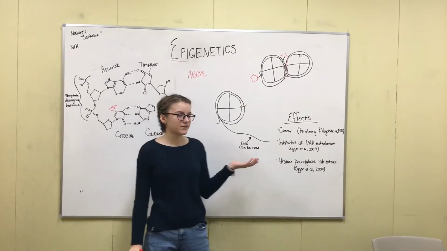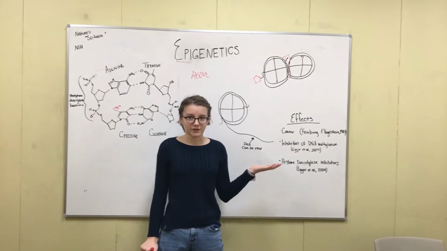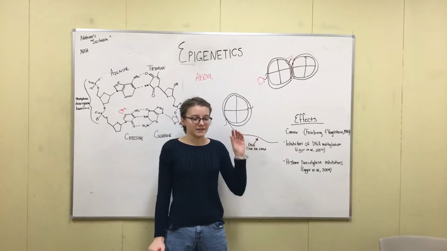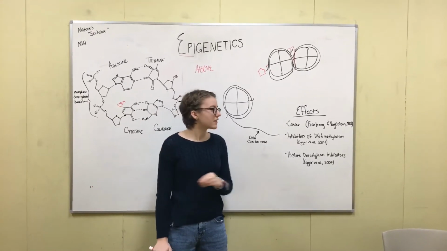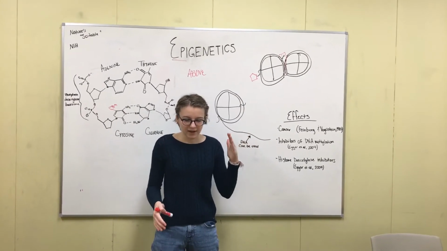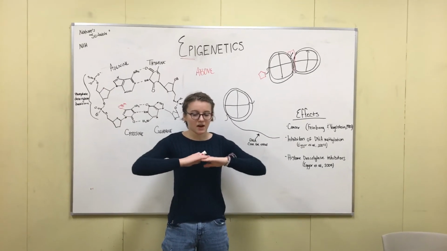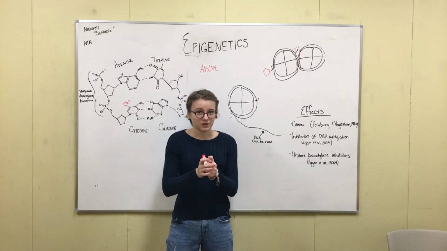Feinberg and Vogelstein found that colorectal cancer patients had different epigenetic tissues than non-colorectal cancer patients. So we found that in a lot of cancers, epigenetic mechanisms can have a huge impact.